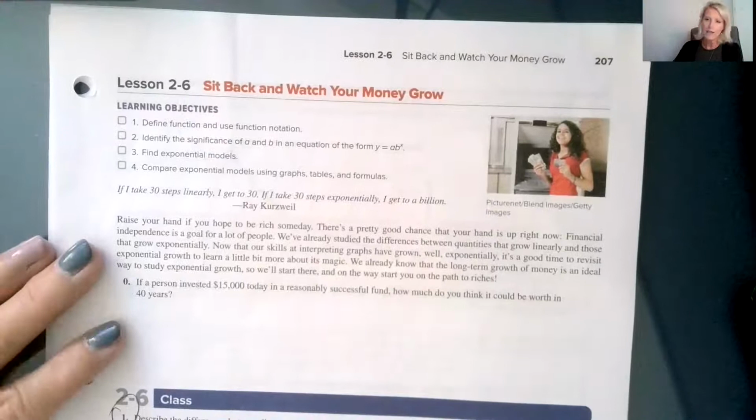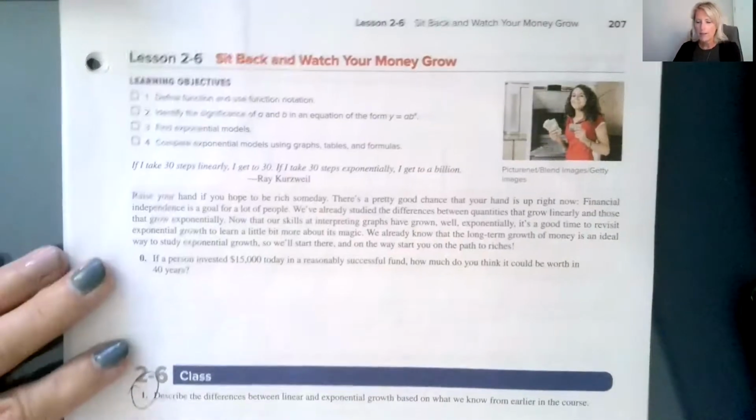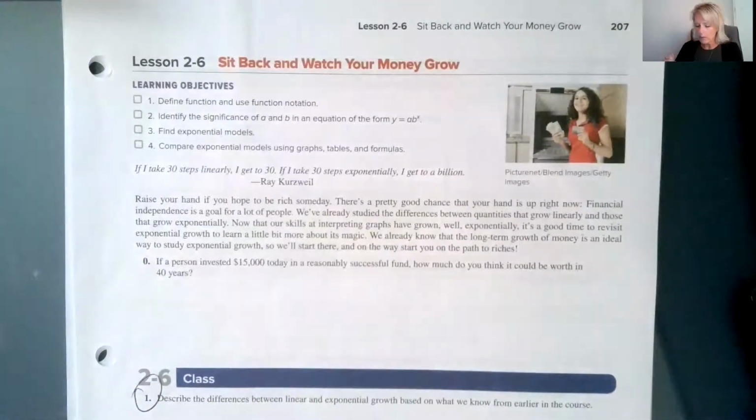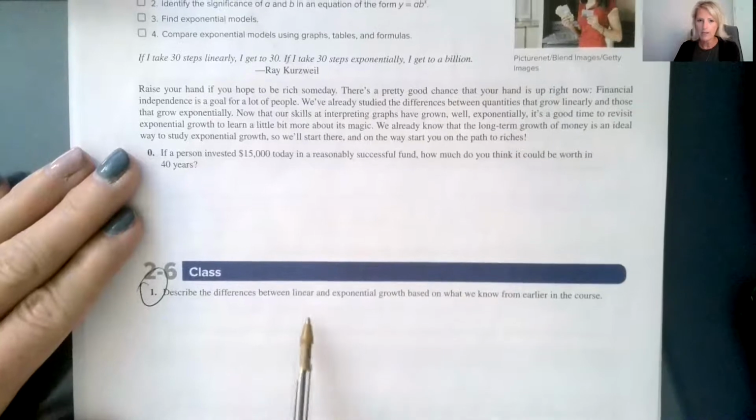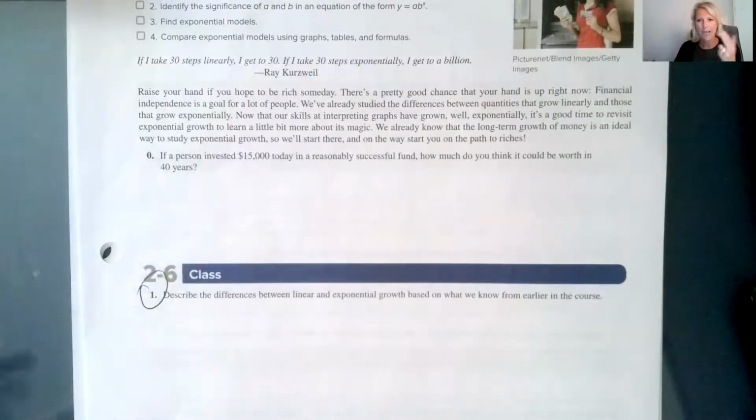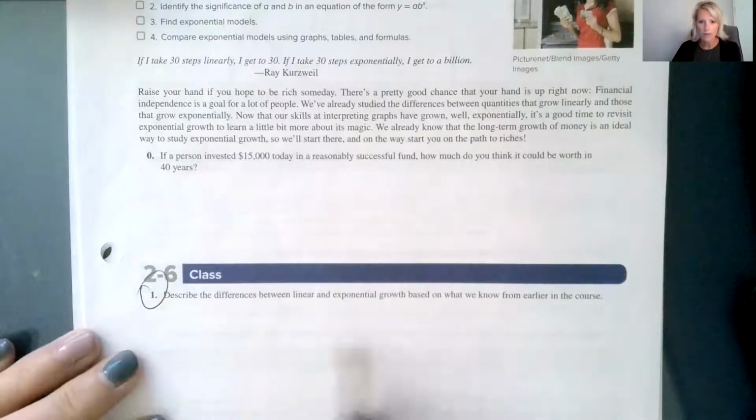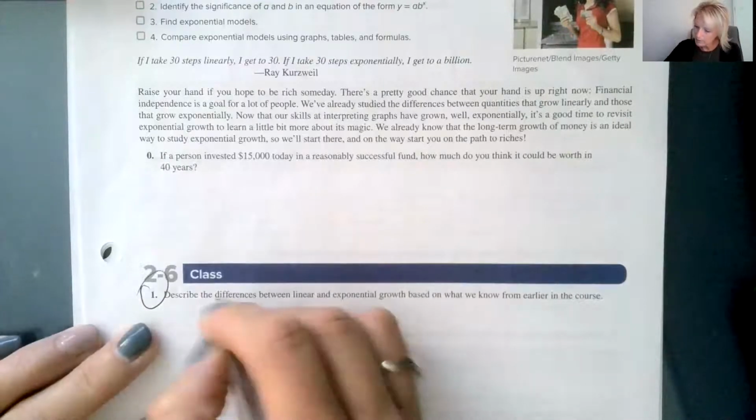So we're going back to those original concepts that we learned back in 2.1 with simple interest and compound interest, and comparing them. Simple interest taught us about linear growth and compound interest taught us about exponential growth. And number one is asking us to describe some differences between them.